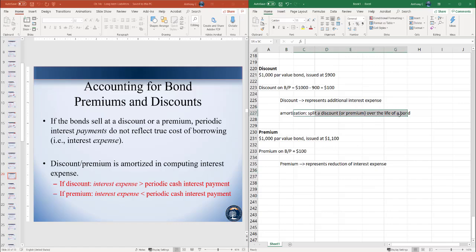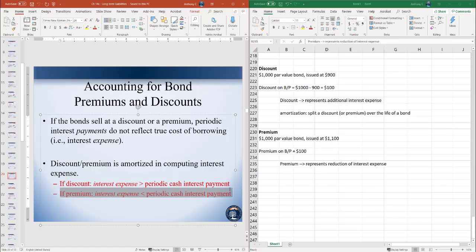So again, amortization, when we're amortizing a premium, we're really just reducing the amount of interest expense we recognize each period. So our interest expense then will be less than our periodic interest payment.